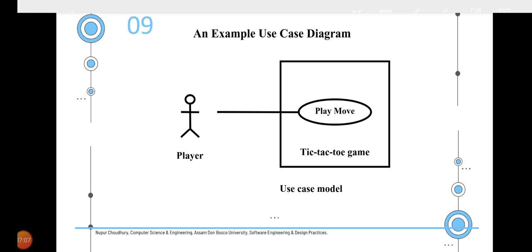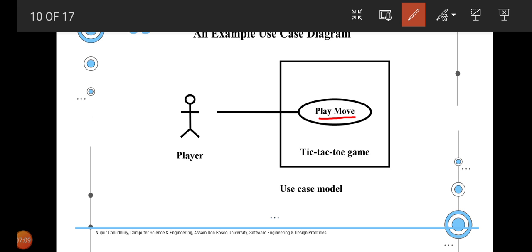Now coming to the next important point, naming the use cases. The names of the use cases should be strictly in a verb noun combination. For example, here play is a verb, move is a noun. Similarly, add book, add is a verb, book is a noun. So we have to make sure that we understand what the use case is all about from the very naming convention itself, and those naming conventions should strictly follow a verb noun combination.